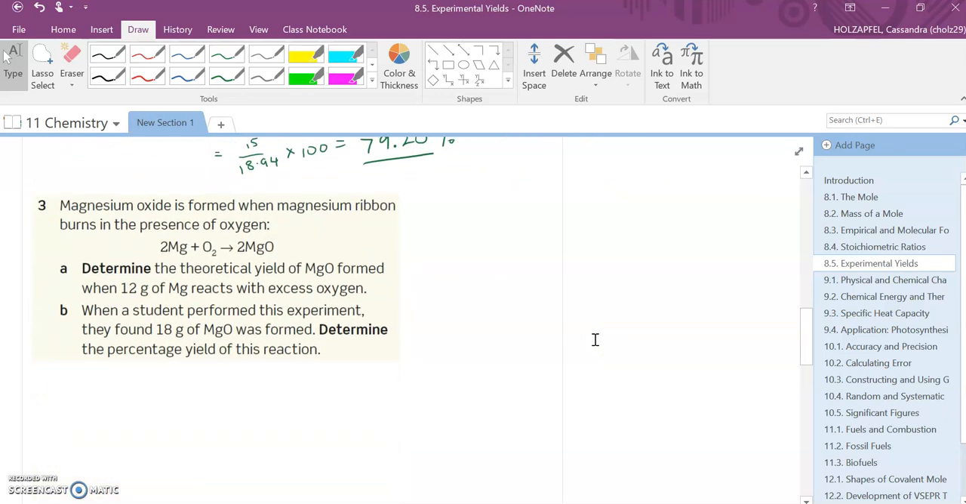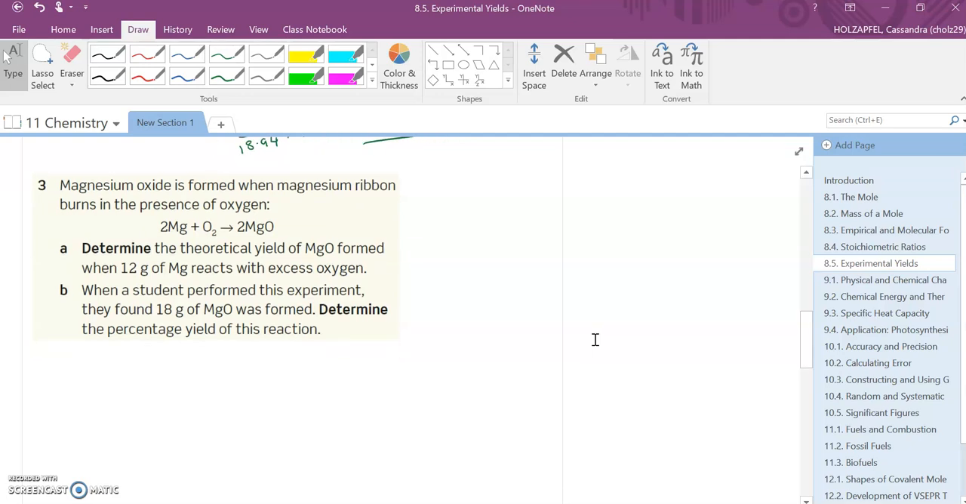So what I want you to do is I want you to have a go at this question here. So magnesium oxide is formed when magnesium ribbon burns in the presence of oxygen, and just double check that equation there is balanced. Determine the theoretical yield of magnesium oxide formed when 12 grams of magnesium reacts with excess oxygen. When a student performs this experiment, they found 18 grams of magnesium oxide was formed.